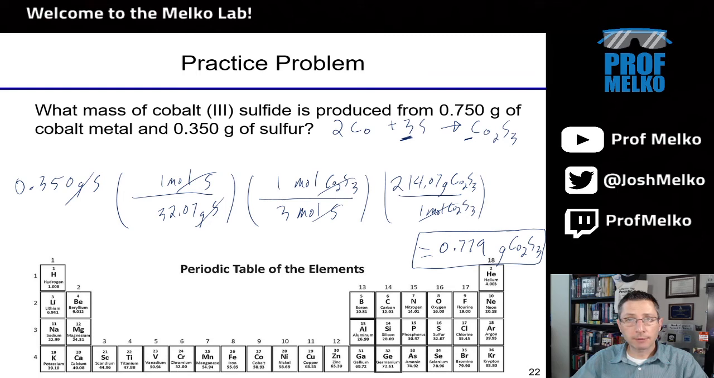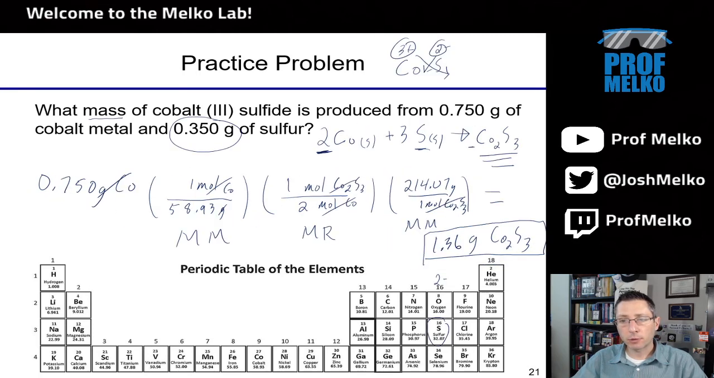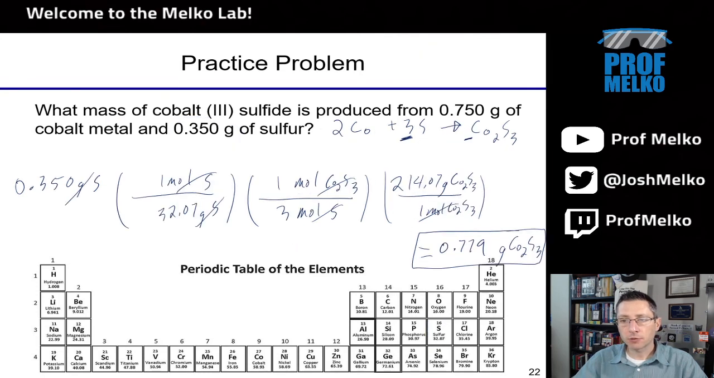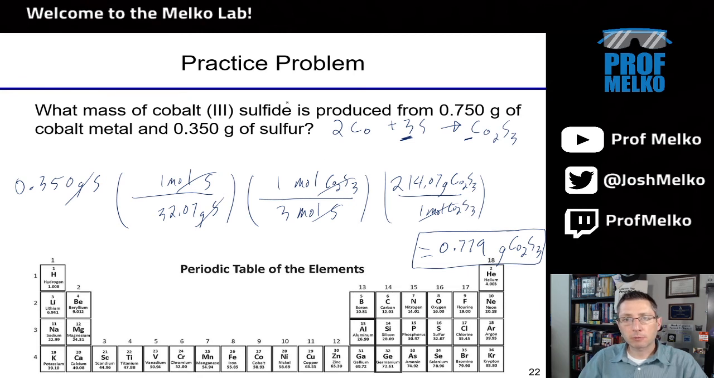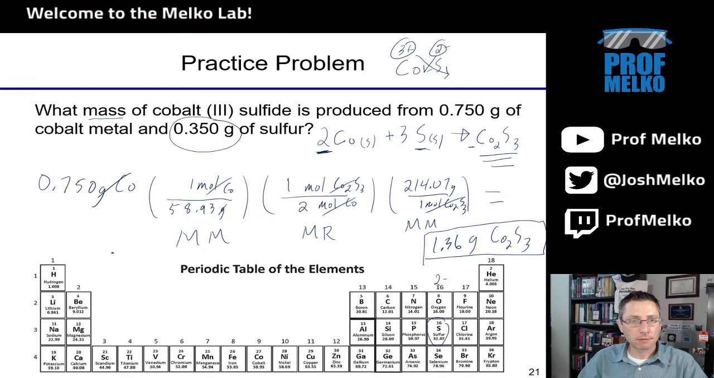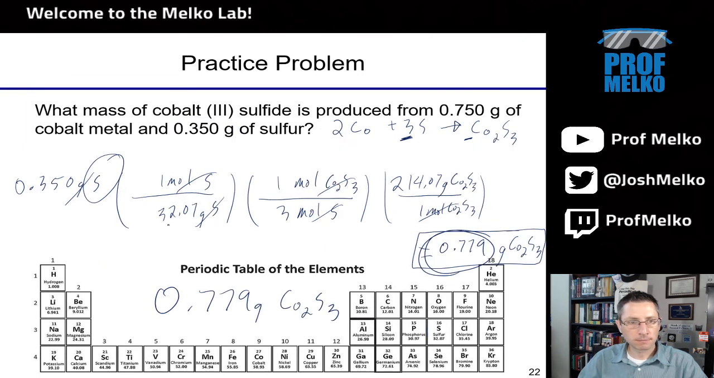Now I've done the 2 stoichiometry problems necessary in this limiting reactant problem, and I compare the answers, 1.36 versus 0.779. I choose the lesser of these numbers. So what mass of cobalt-3 sulfide is made? The lesser of the 2 numbers. So I actually make 0.779 grams of cobalt-3 sulfide. Sulfur would be the limiting reactant if I was asked for that. Cobalt here would be the excess reactant, and sulfur the limiting reactant.